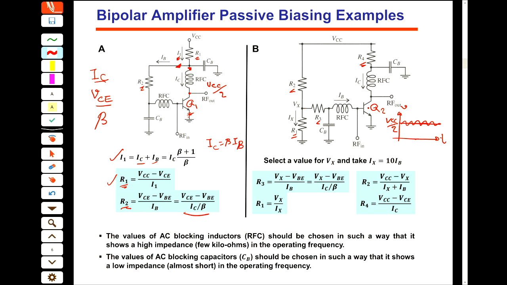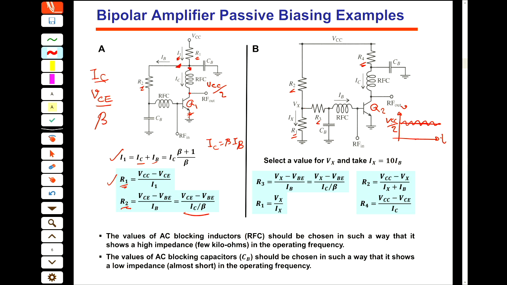you have more degrees of freedom, because if we want to find the voltage at this Vx, we can, because we have a resistor here. If we don't have a resistor here, then this Vx is exactly VBE. Okay? But as we have another resistor here, then we can pick a number for Vx.